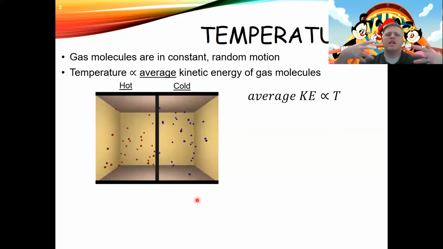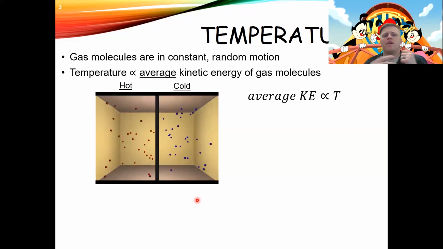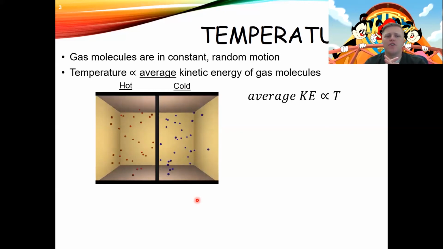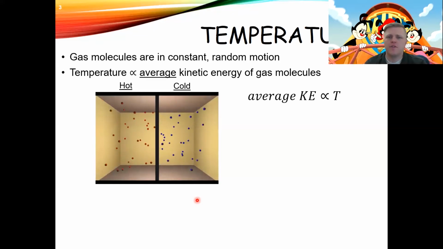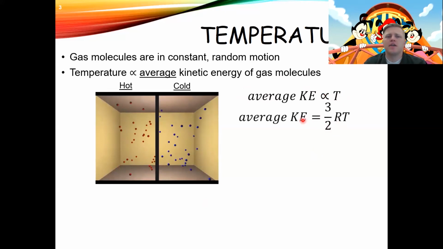The idea here is that these molecules have a range of kinetic energies, and so we're just looking at the average to feel our temperature. And through further studies, scientists have been able to improve this equation. So they've gotten rid of this proportionality symbol and replaced it with this equals 3/2 RT here. So this R is a constant that we'll talk about in a little bit.